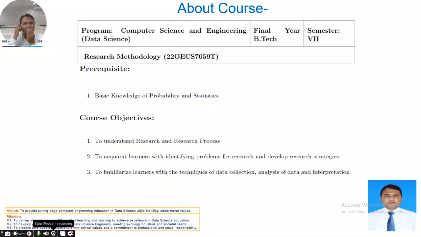To excel in this course, a basic knowledge of probability and statistics is highly essential, as data-driven conclusions rely heavily on statistical validation. The core objectives of this course are simple yet impactful. First, to understand the foundational research process. Second, to acquaint you with identifying problems for research and designing research strategies. Third, to familiarize you with the precise techniques of data collection, analysis and interpretation.